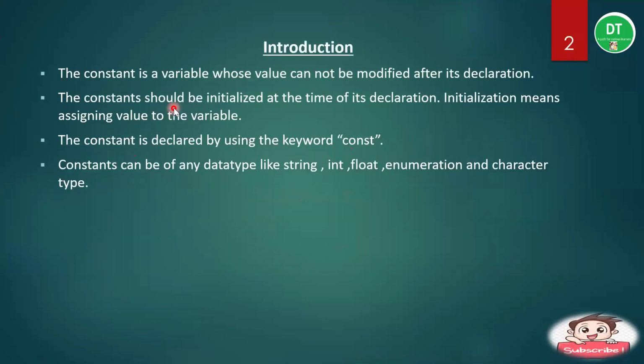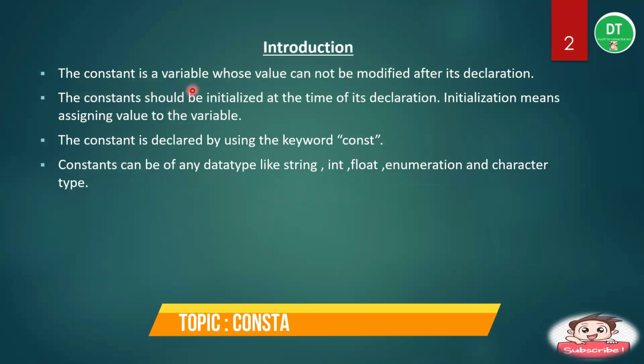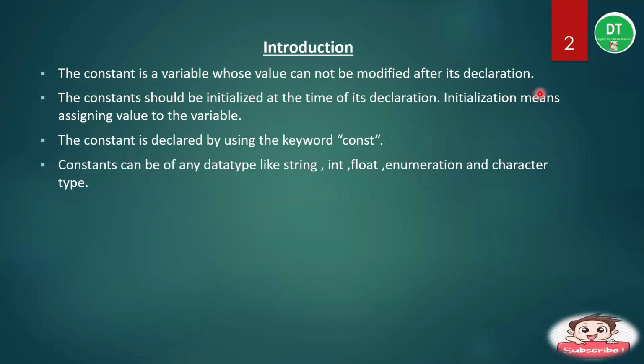So what are literals in C sharp, or what are constants in C sharp? A constant is a variable whose value cannot be modified after its declaration. The constant should be initialized at the time of its declaration. Initialization means assigning a value to the variable. The constant is declared by using the keyword const. A constant can be of any data type like string, int, float, enumeration, and character type.